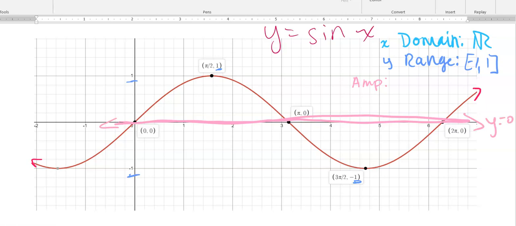So if I go from my midline to my maximum point, that's 1. So it's this distance right here. Or from the midline to the minimum, which is also 1. We're not going to account for the fact that from the midline to -1, that is a negative value, but when we're talking about amplitude, it's always positive. So because the distances are exactly the same, the amplitude is 1.